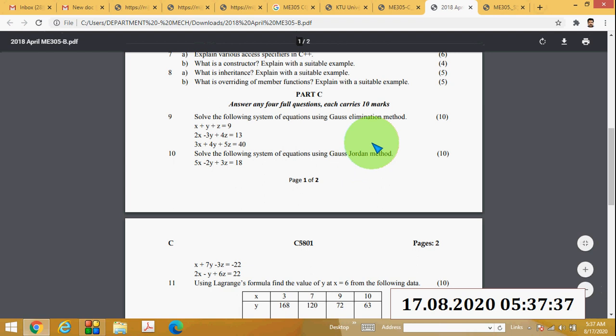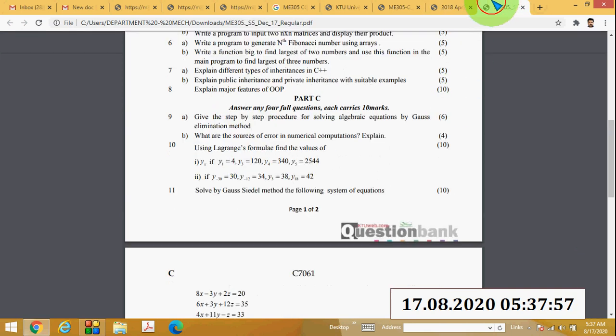Then another question, question number 9: solve the following system of equations using the Gauss elimination method. x plus y plus z is equal to 9, 2x minus 3y plus 4z is equal to 13, 3x plus 4y plus 5z is equal to 40. You have to solve this system.